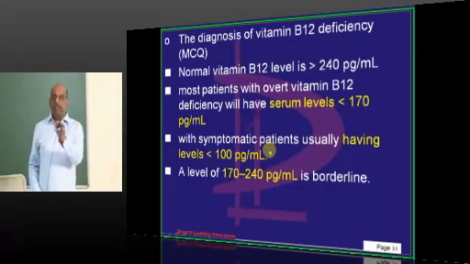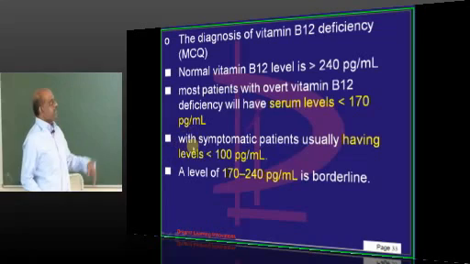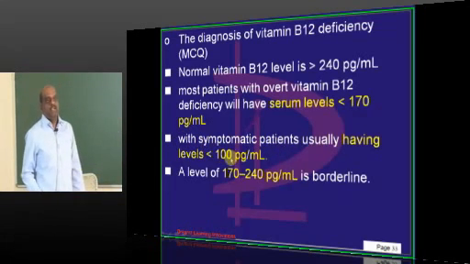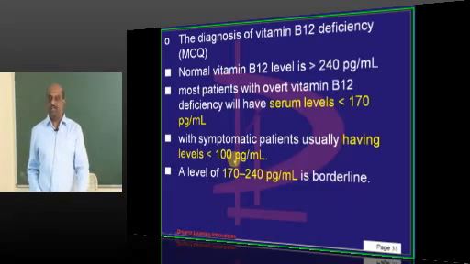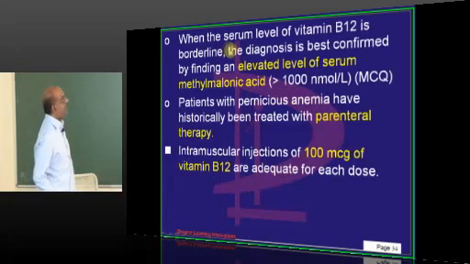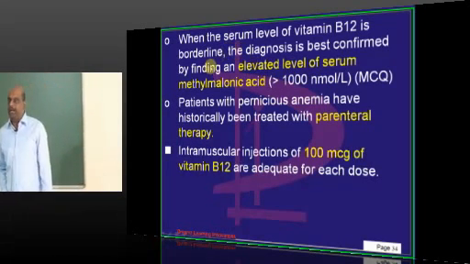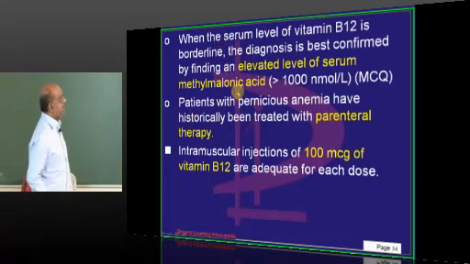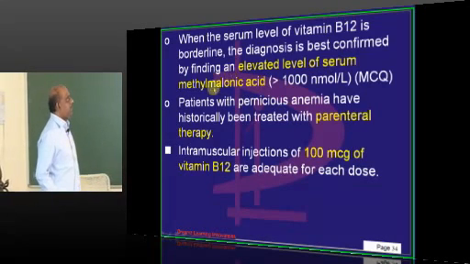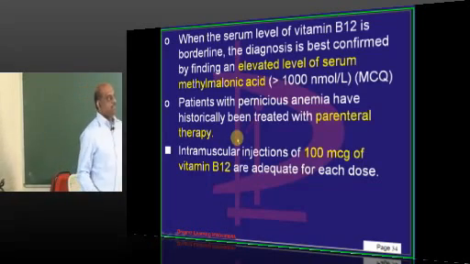So what are the normal vitamin B12 levels, doctor? More than 240. The moment it is less than 170, you start calling it a deficiency. Less than 100 means symptomatic deficiency, and between 170 to 240 is considered to be borderline. And if it is in a borderline state, even methylmalonic acid level elevation is a sensitive indicator that there is a vitamin B12 deficiency. So ultimately, how will you treat, doctor?